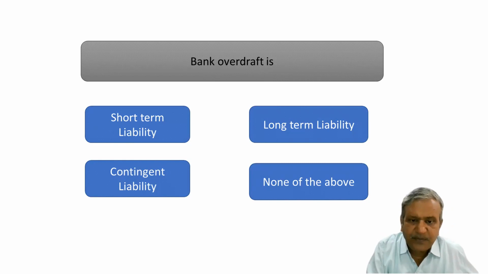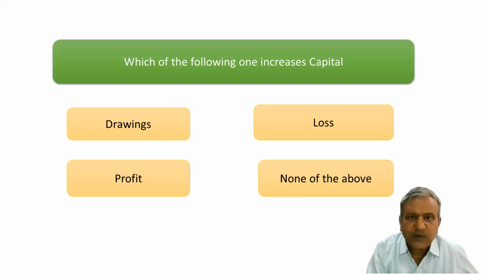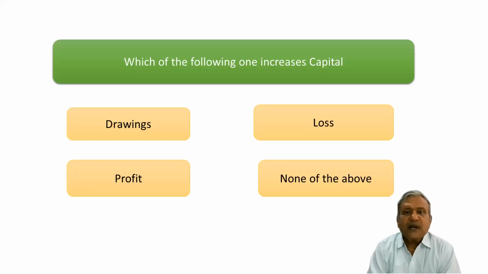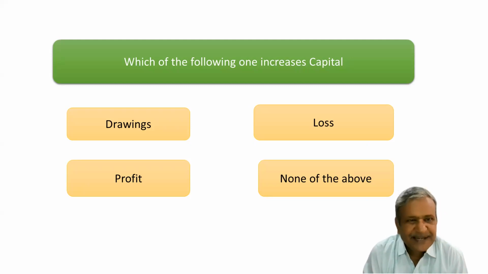Can we go for the next one, please? I'm requesting all 22 participants in the chat box to answer. Next one: which of the following increases capital? Number 1, drawings. Number 2, loss. Number 3, profit. Number 4, none of the above.